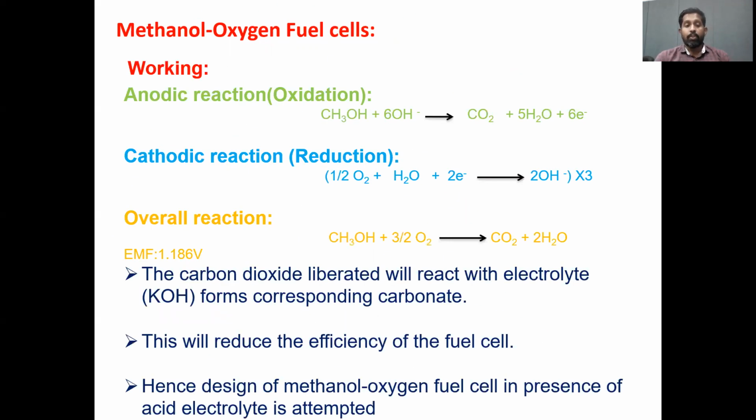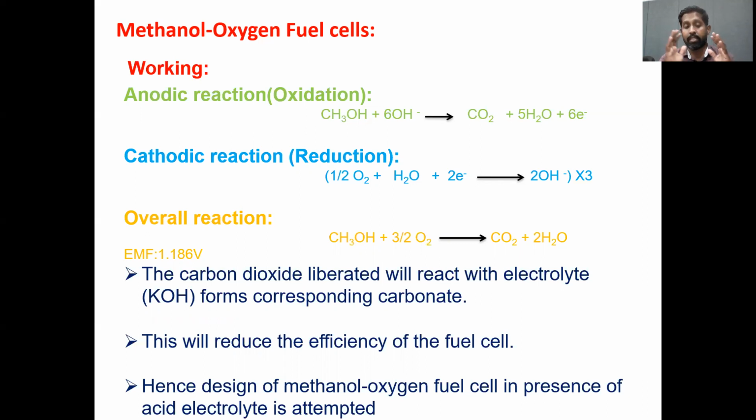So if you use KOH as the electrolyte, you can see that during the anodic reaction, carbon dioxide plus water will be liberated, and during the cathodic reaction, hydroxide ions will be liberated. Here also, the product of the methanol oxygen fuel cell is carbon dioxide and water.